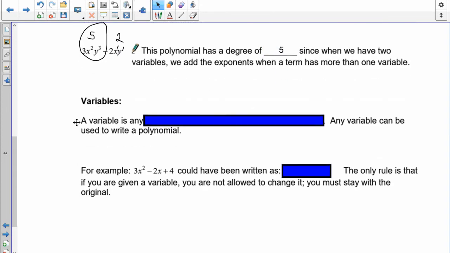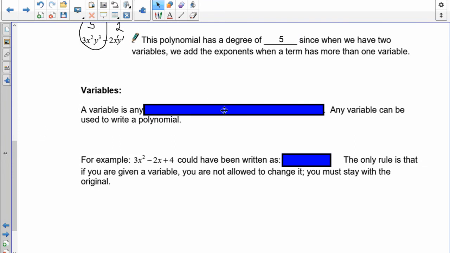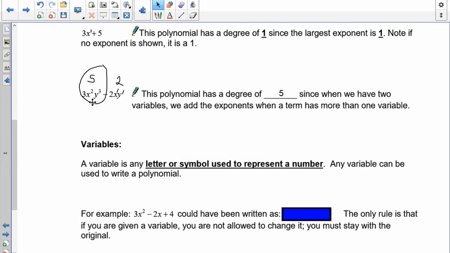Now, variables. A variable is defined as any letter or symbol used to represent a number. Now it can be any number you want. If you have 2 variables, they cannot be the same. They have to be different numbers. So if I had an x and a y, like up here, this would be one number, and the y could not be the same as that one. It would have to be a different number. All right.